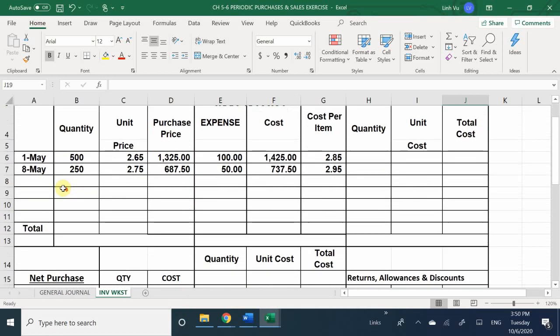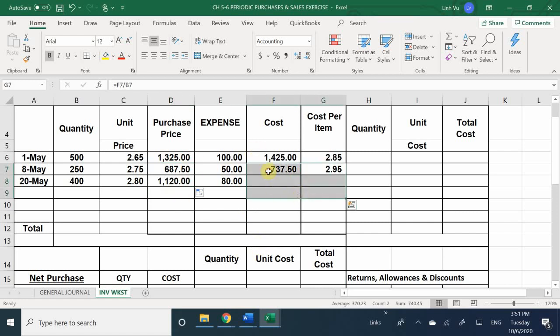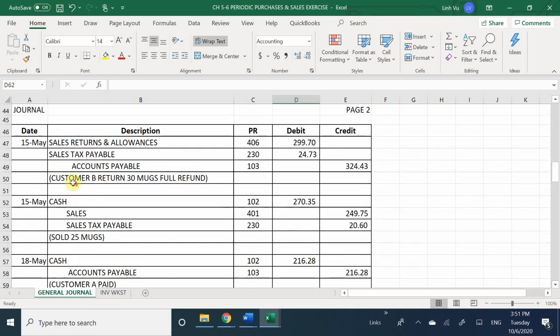Perfect. Okay. So the date was May 20th. We purchased how many? 400 items at $2.80 a piece, with a freight cost of $80. Purchase price was $1,120, and total cost is $1,200, and cost per item is $3. Perfect. Good. Okay. So now we go to our journal, and how are we going to journalize this?